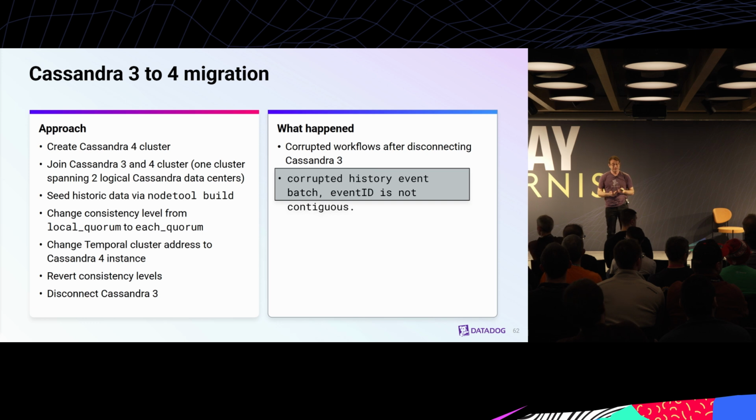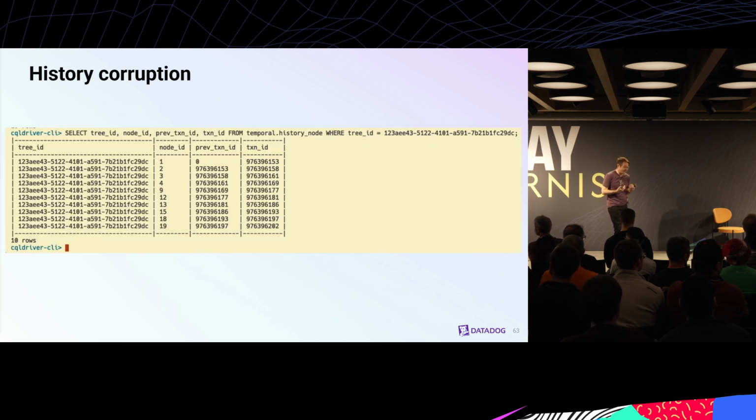At this stage, the data model becomes relevant. We started to look at the Cassandra database. There's a history node table in the schema, which contains all the events of a given workflow. And the tree ID is basically the same as a run ID. What we found is that we had random rows in this data missing. Could be the first, somewhere in the middle, multiple rows, it depended. So how could that happen?